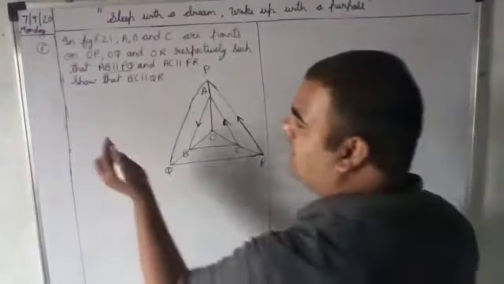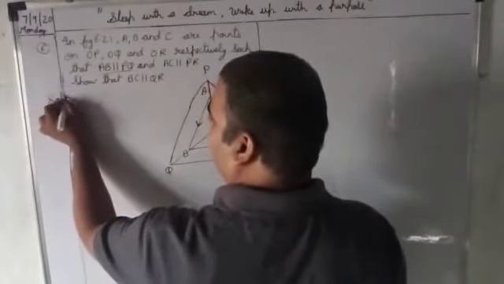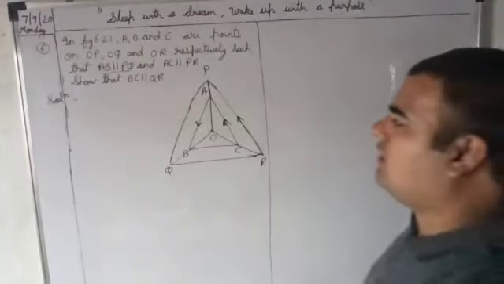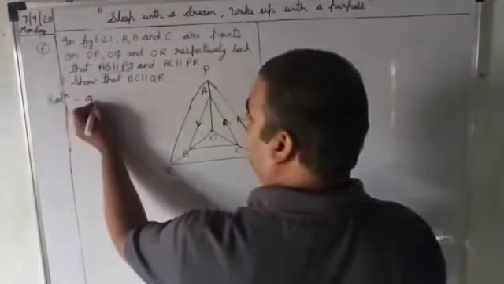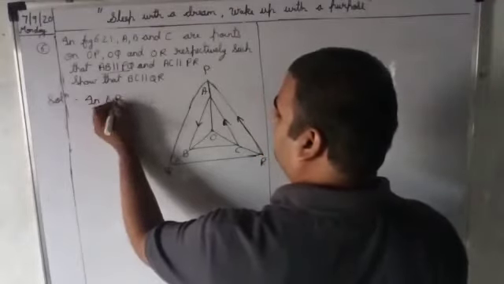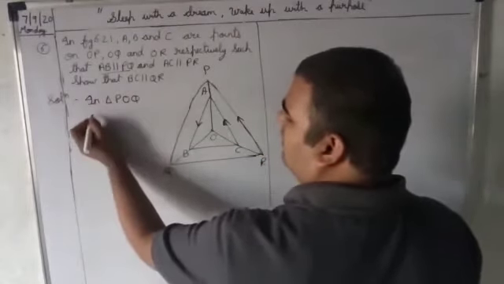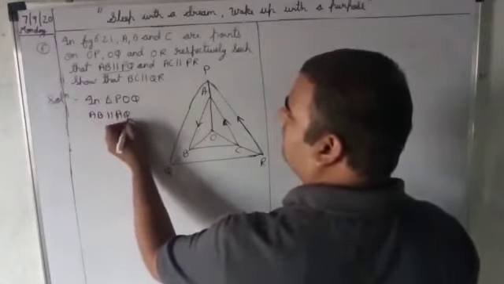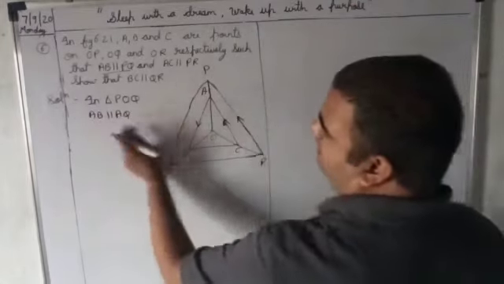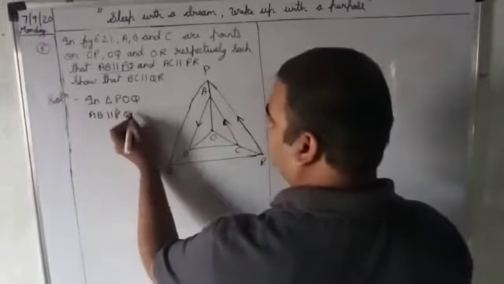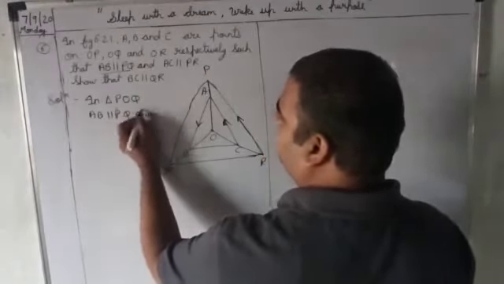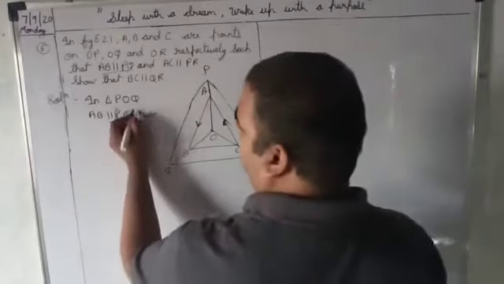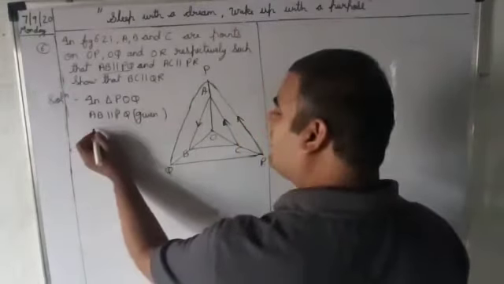So I will directly write the solution. No need of writing the given data. To prove, you can go in that manner or this manner. So in triangle POQ, AB is parallel to PQ. It is given in the question, so it will be in the given.